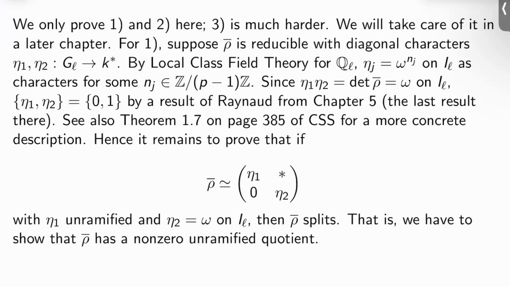You can also see Theorem 1.7 on page 385 of Cornell, Silverman, Stevens for a more concretized description of Raynaud's theorem as it applies to this specific case. And so it remains to prove that if rho bar is isomorphic to eta 1 star 0 eta 2 with eta 1 unramified and eta 2 equals omega on IL, then rho bar splits into a sum of representations. Okay, that is, we have to show that rho bar has non-zero unramified quotient.